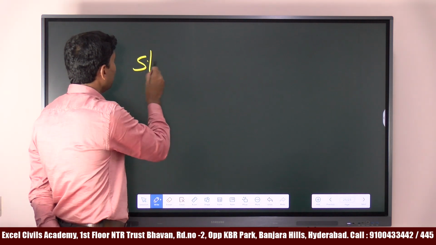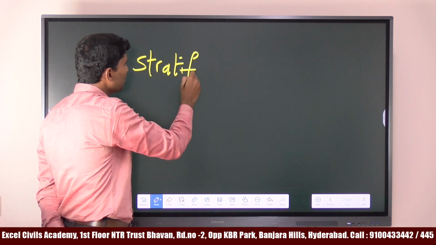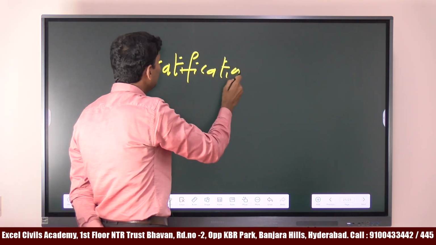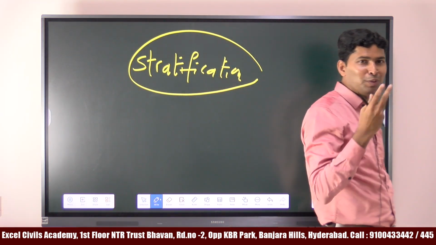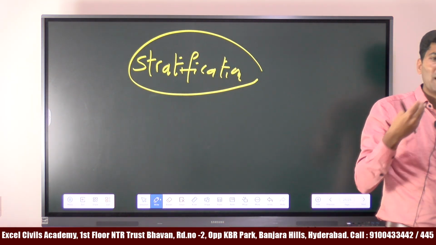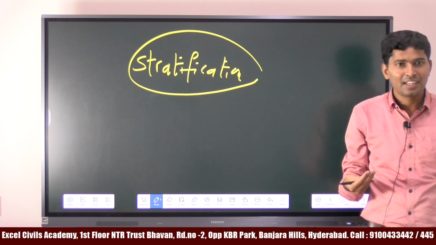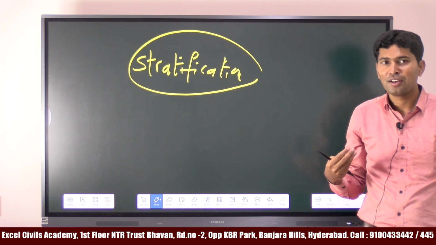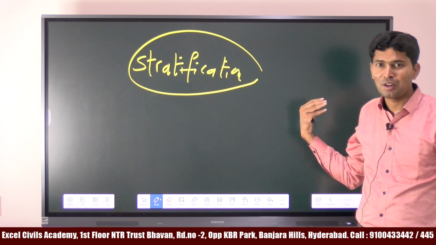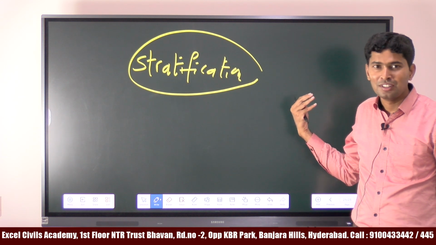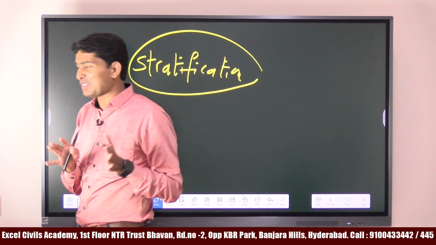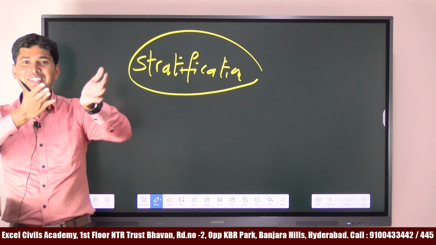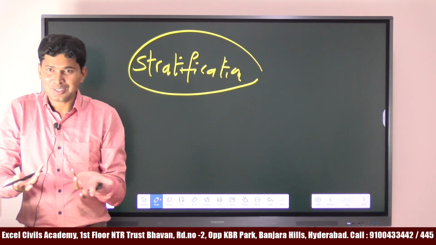Take right now Indian society. What are the various divisions in Indian society? North India, South India, black people, white people, rich people, poor people, rural people, urban people, educated, uneducated. So different layers of the society, meaning stratification in the society is the different layers of the society.